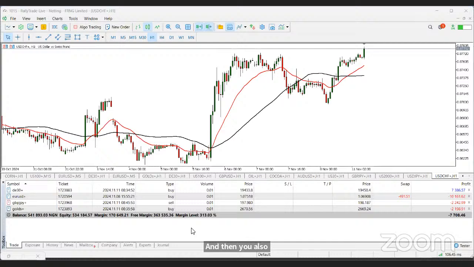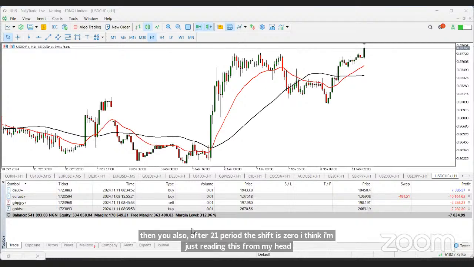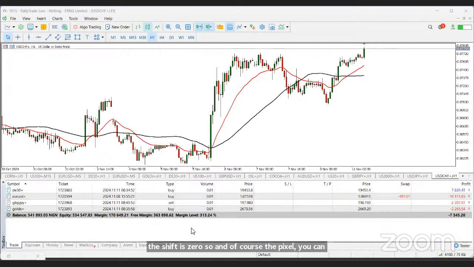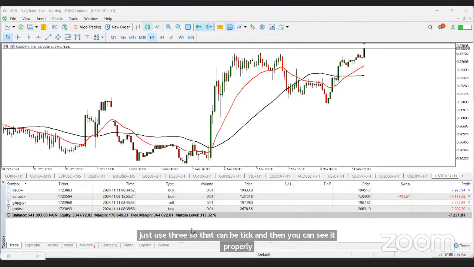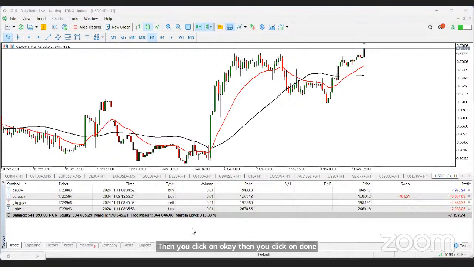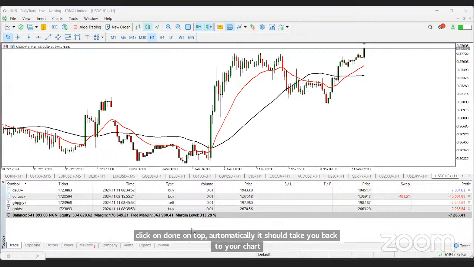I think I'm just reading this from my head. The shift is 0. And of course, the pixel, you can just use 3 so that it can be thick and then you can see it properly. Then you click on OK, then you click on done. When you click on done on top, it should automatically take you back to your chart. Then you'll be able to see the moving average on your chart. Oh, sorry, I think it's Bollinger Band she's talking about.